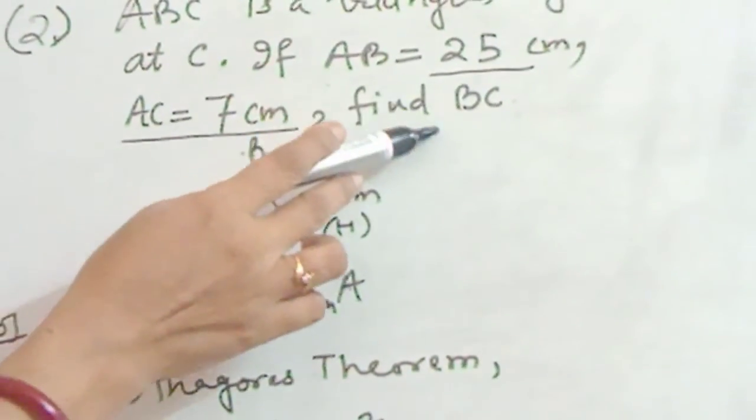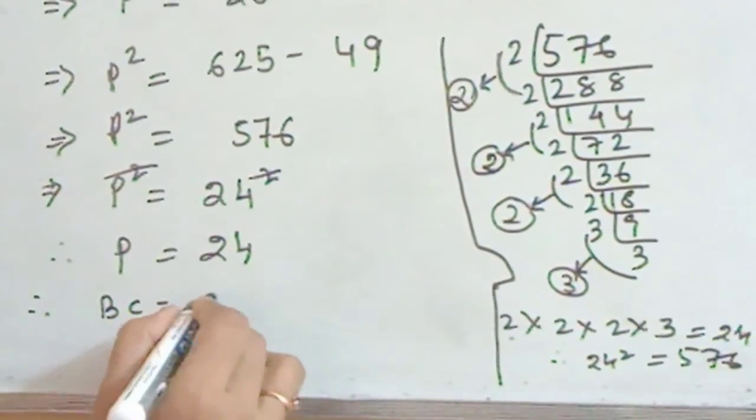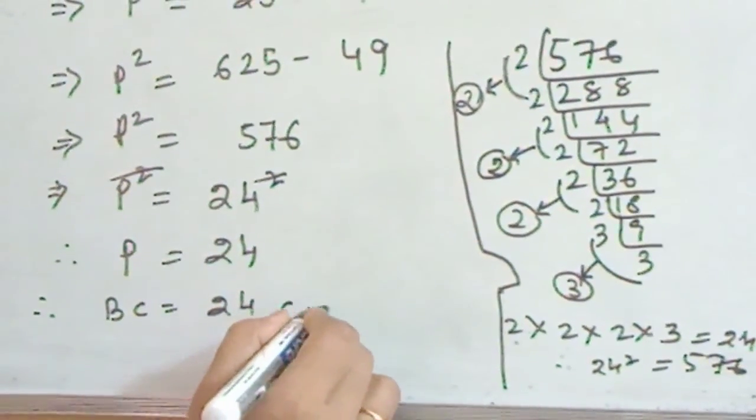And what is the name of this perpendicular? BC. You have to find BC. Therefore BC is equal to 24 centimeter.